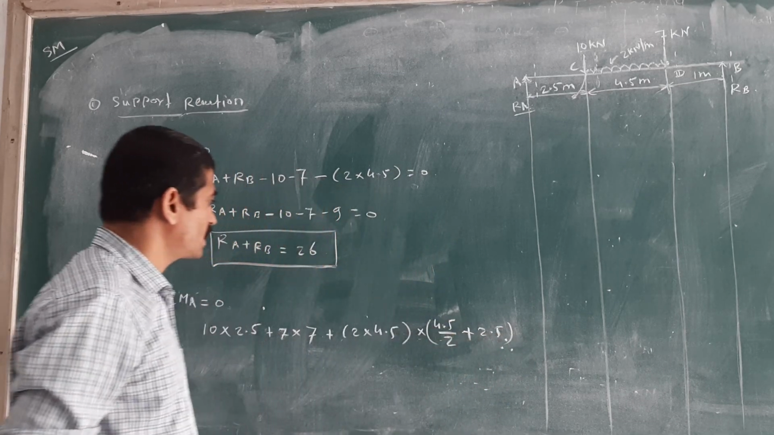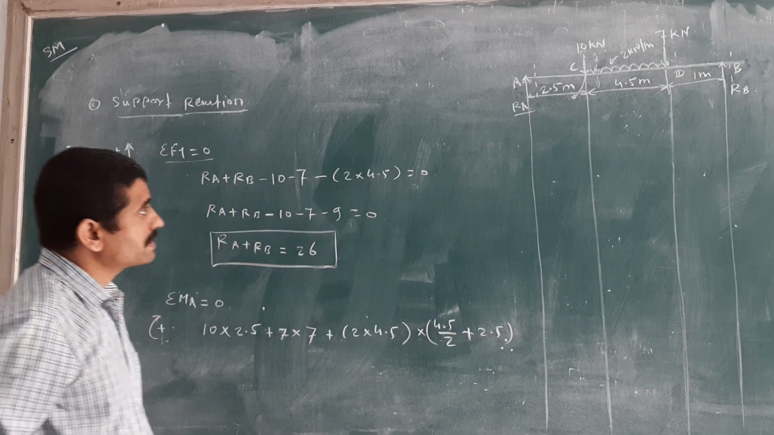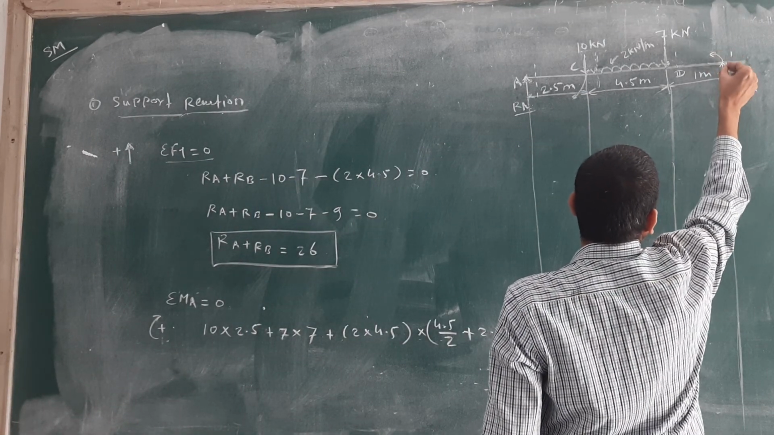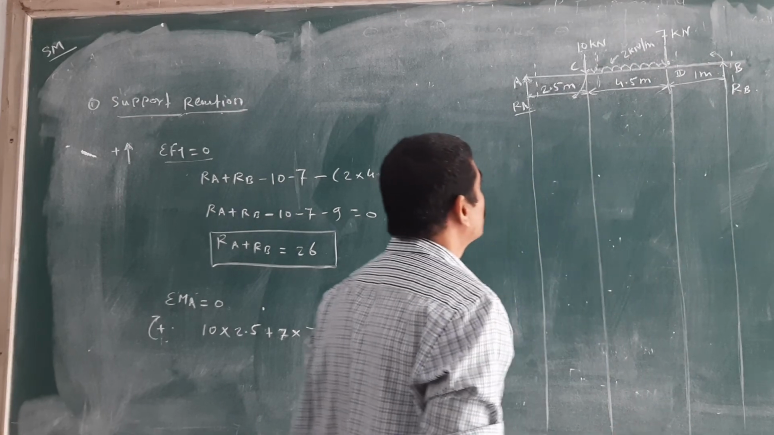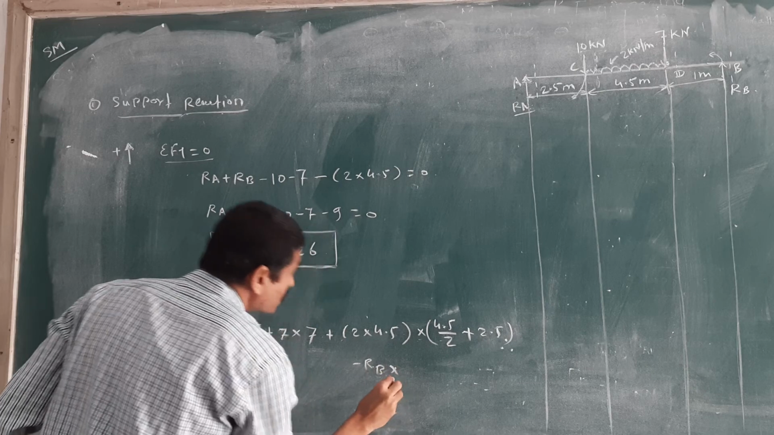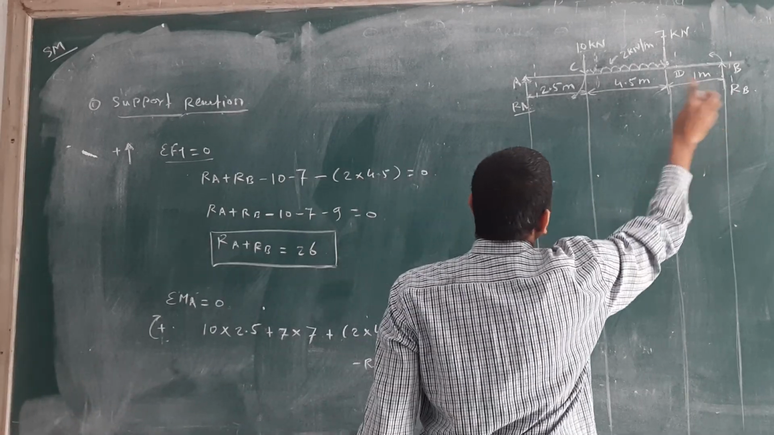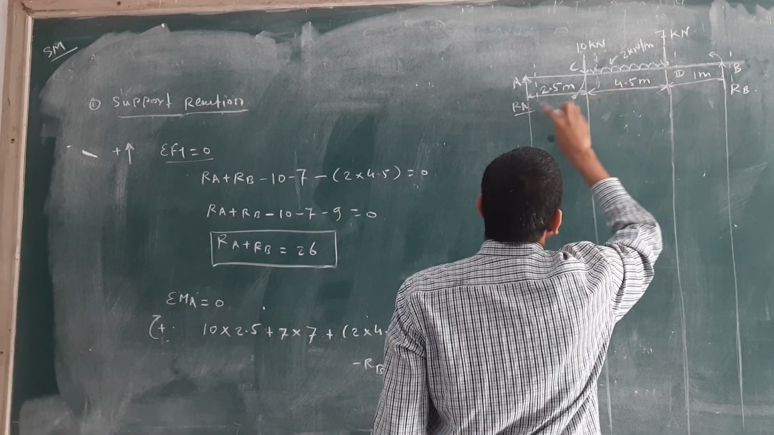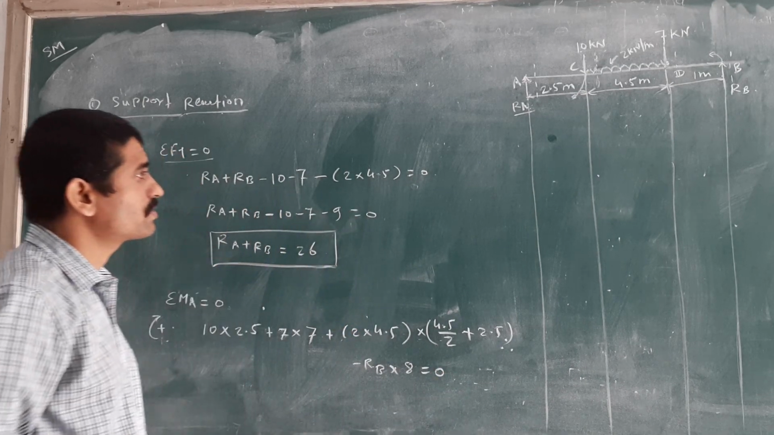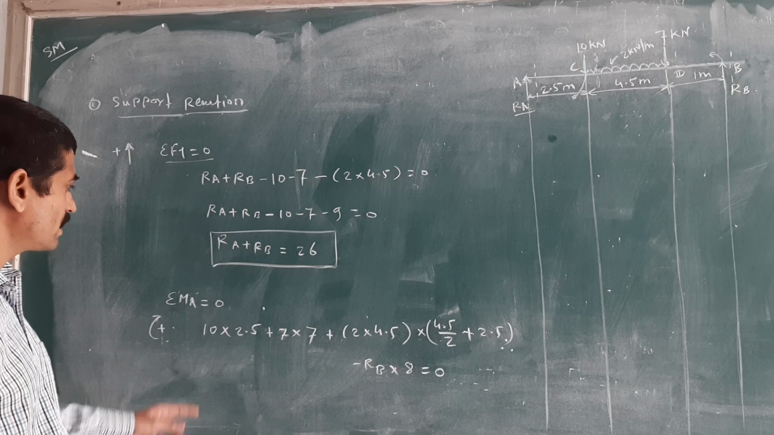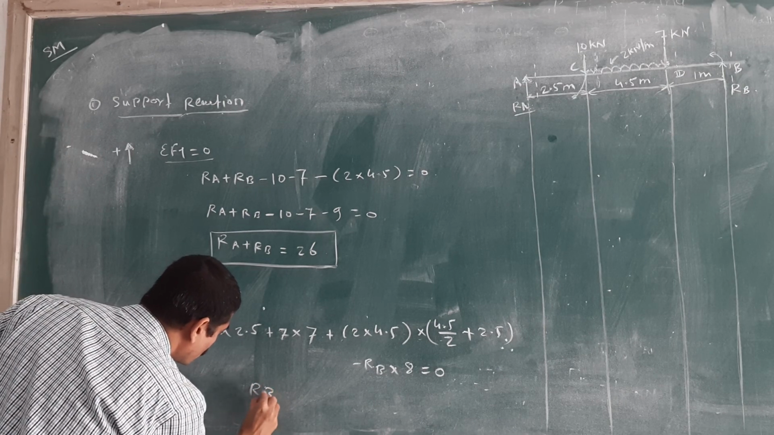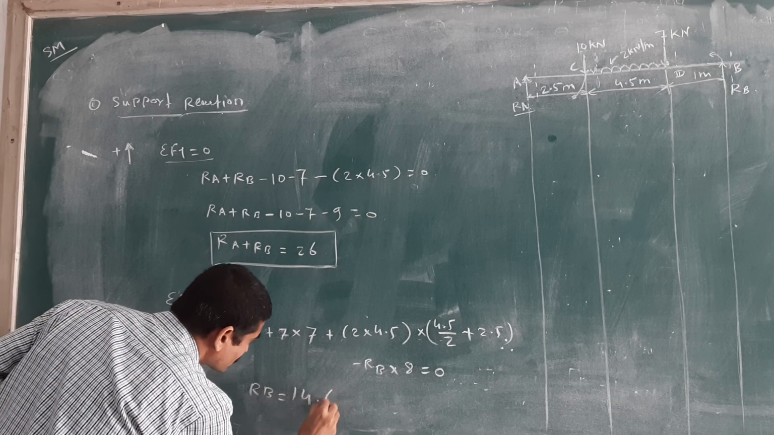Then check again: RB is going in the anti-clockwise direction. That's why minus RB into the total distance. We are traveling from B to A, and the total distance is 8, equal to 0. If you calculate this, you will get RB is equal to 14.6 kilonewton.